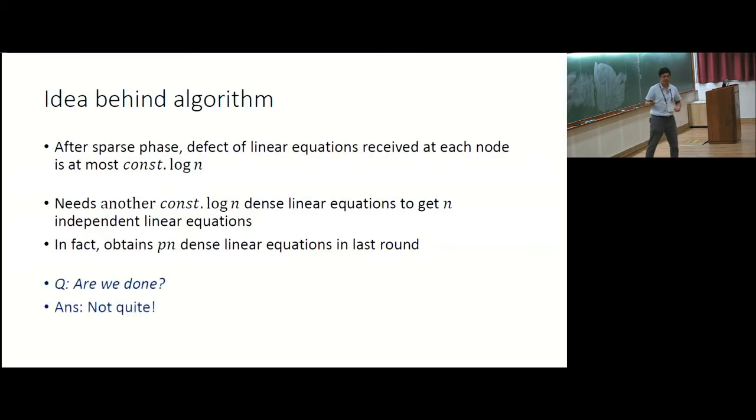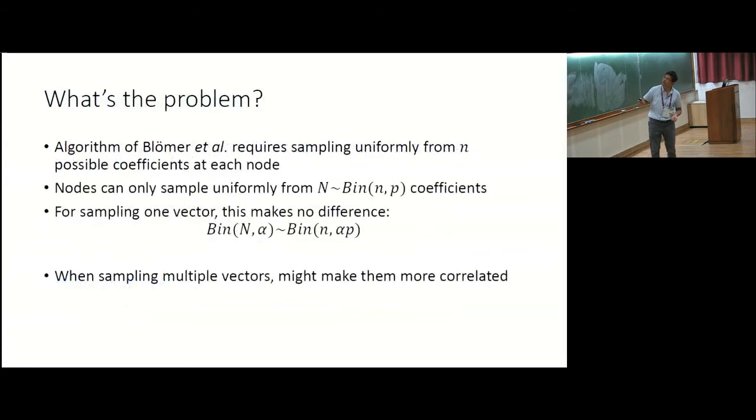Okay, so are we done? Well, not quite. The problem is that in the algorithm of Bloemer et al., their analysis assumes that you are sampling uniformly from all n elements in your coefficient matrix. If you could sample in that way, all the results for the coefficient matrix work. But we can't do that because we can only transmit packets we received in the first round. So somehow the first round has forced us to sample from √n coefficients rather than all n coefficients. Different nodes have different subsets of √n, so overall it might still work, but we are not exactly in the same setting as them.